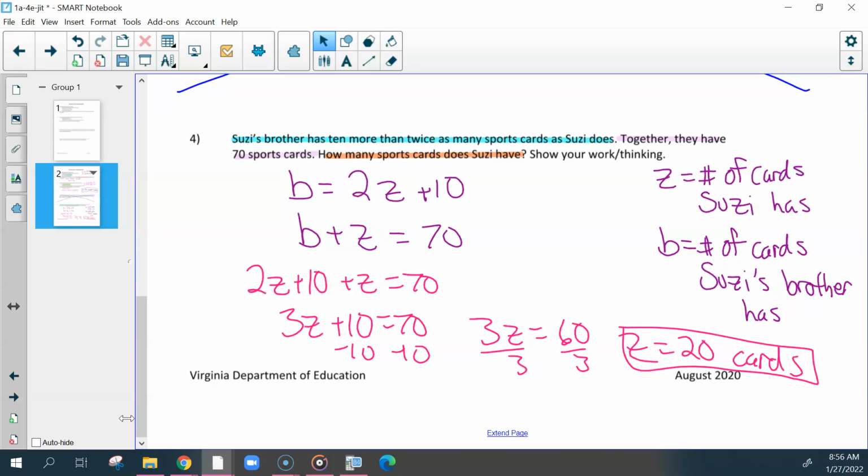This was a good problem for substitution. So if you take the brother's equation and put it in for B, then you can combine your like terms and solve for C, which is what we needed, or whatever you used, to get 20. Hold your question one second. If you go back and double check this, it does work, because then B would need to be 50. 50 plus 20 equals 70, and 20 times 2 equals 40, 40 plus 10 equals 50.